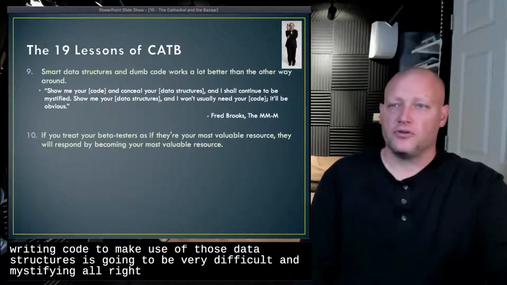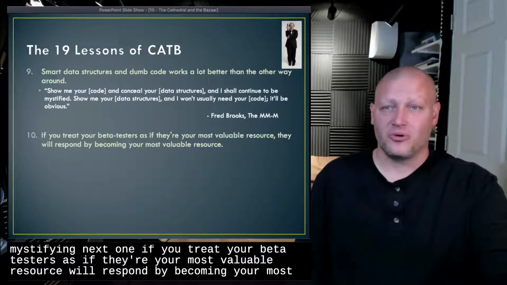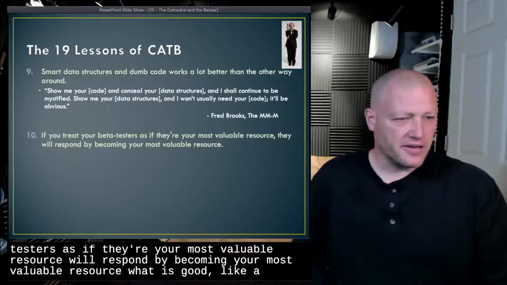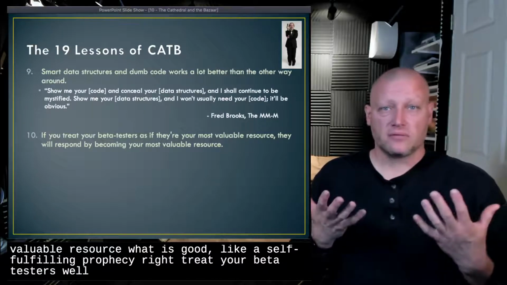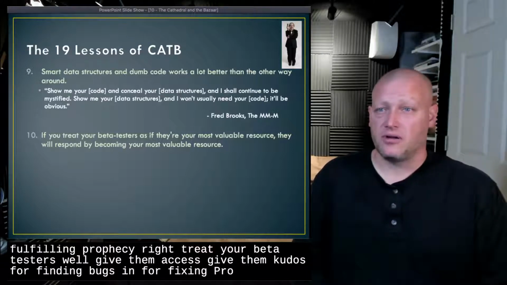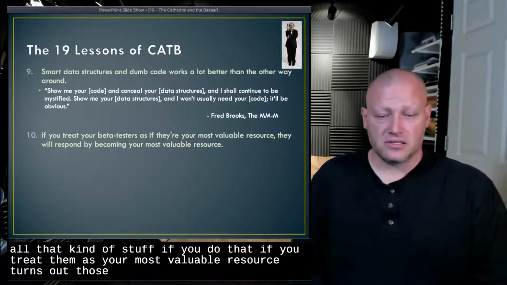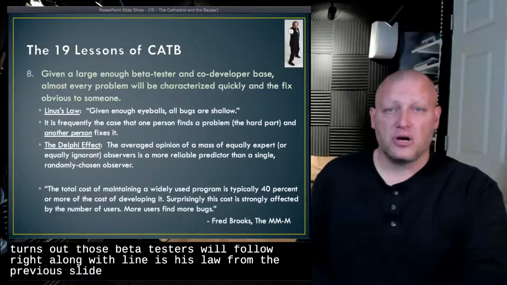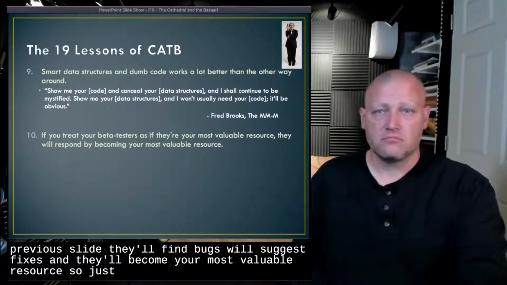All right, next one. If you treat your beta testers as if they're your most valuable resource, they'll respond by becoming your most valuable resource. Or it's kind of obvious, or it's what do you call it, like a self-fulfilling prophecy, right? Treat your beta testers well. Give them access. Give them kudos for finding bugs and for fixing problems and all that kind of stuff. If you do that, if you treat them as your most valuable resource, it turns out those beta testers will follow right along with Linus's law from the previous slide. They'll find bugs, they'll suggest fixes, and they'll become your most valuable resource. So just treat them as such.